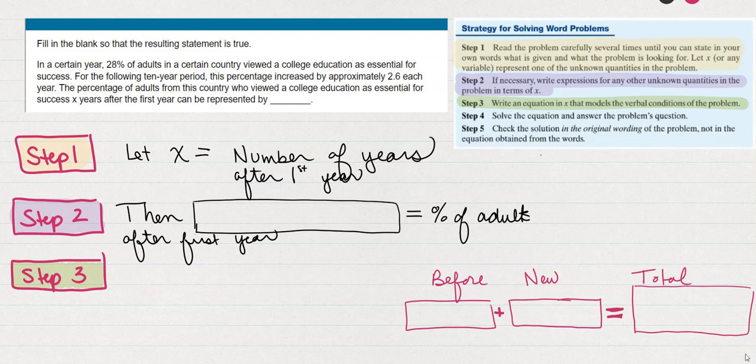So here's the problem. In a certain year, 28% of the adults in a certain country viewed a college education as essential for success. For the following 10-year period, this percentage increased by approximately 2.6 each year. The percentage of adults from this country who viewed a college education as essential for success X years after the first year can be represented by blank.